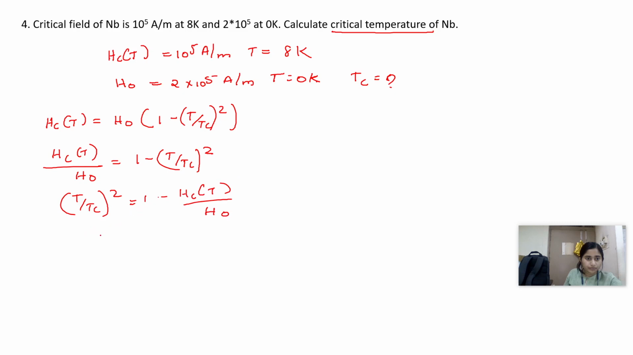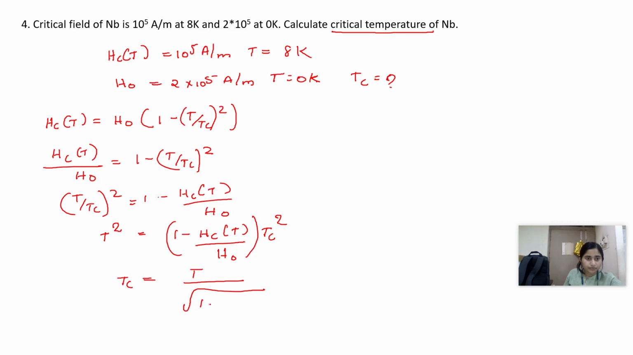Okay. Now from this, T square is equal to, what will you get? 1 minus Hc of T divided by H0 times Tc square. Okay. Now we need the value of Tc. So Tc will be T divided by root of all these terms, so it will be 1 minus Hc of T divided by H0.